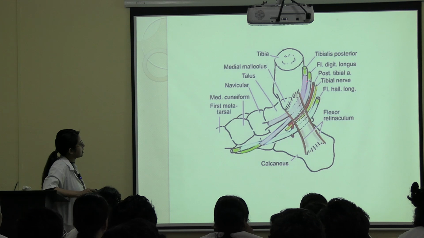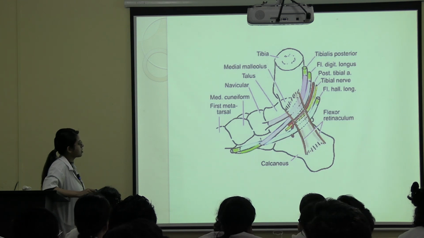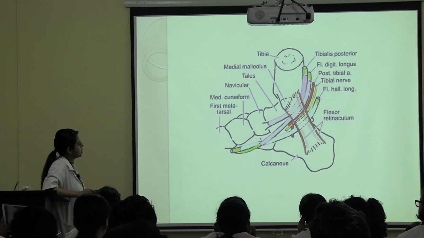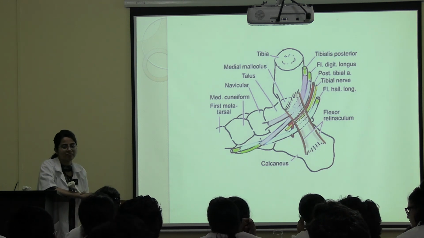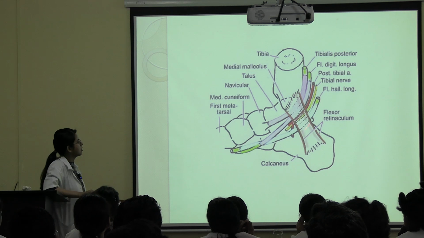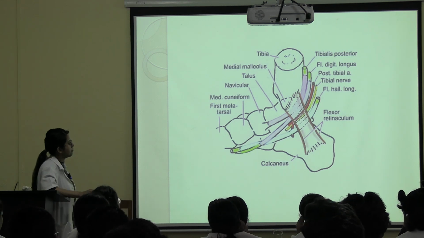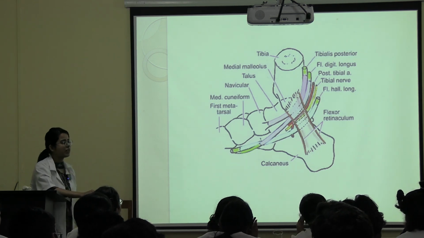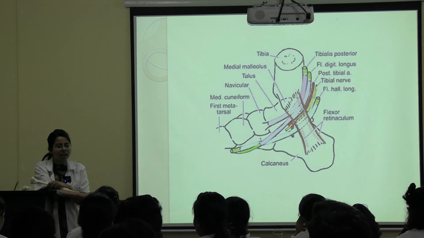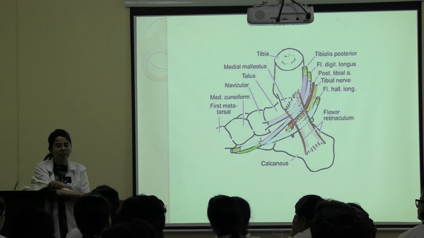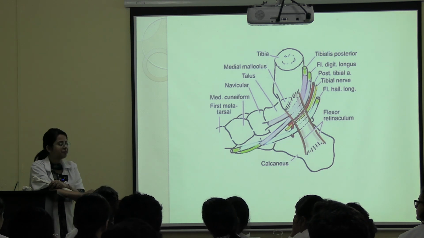First tibialis posterior, flexor digitorum longus, posterior tibial artery, and the nerve is represented by which color? Yellow. Yes. So tibial nerve, flexor hallucis longus. While writing short notes, please give a diagram, okay? For any answer you have to give a diagram. It will carry more marks.